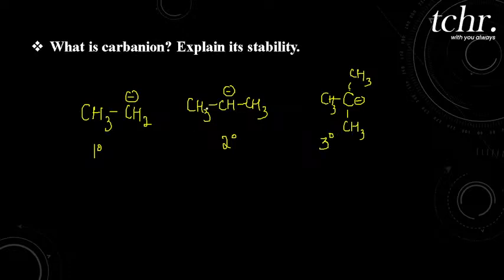Now here, when asked to explain the stability, there is a change, students. In carbanion, primary carbanion is more stable than secondary, and secondary carbanion is more stable than tertiary. Got it? So the stability of carbanion goes like this: primary is most stable, which is completely opposite of carbocation. So give a proper definition of carbanion, and then explain its stability. Okay.